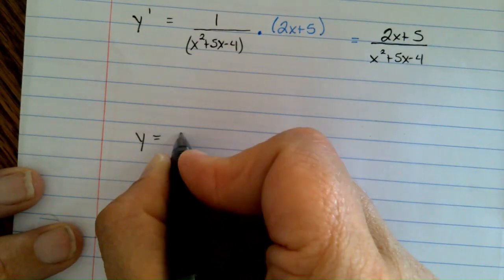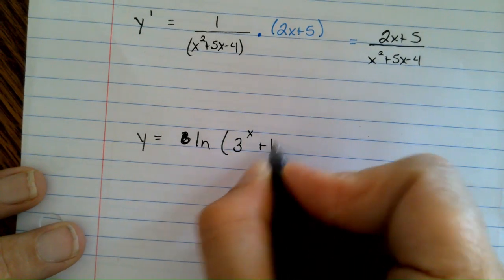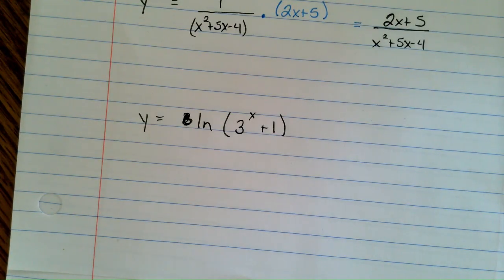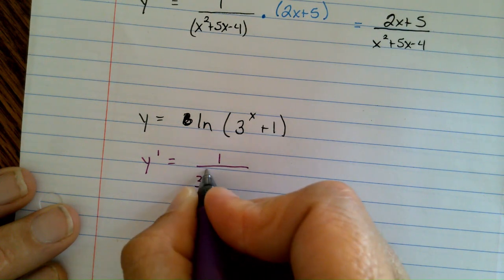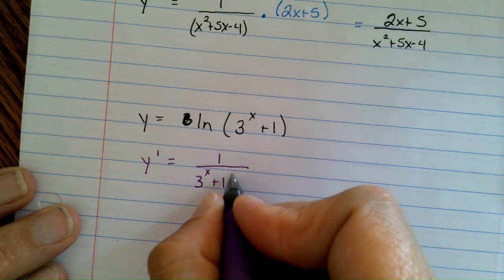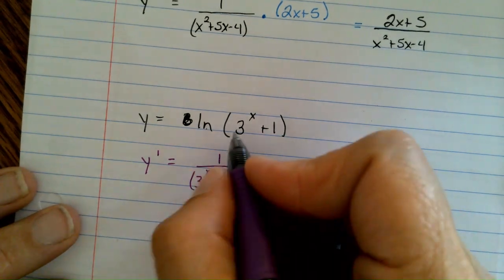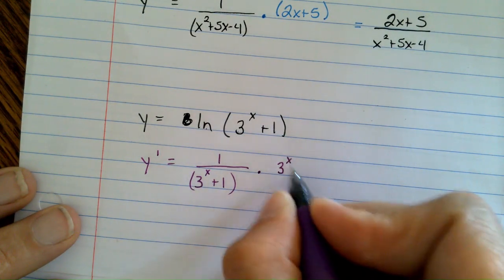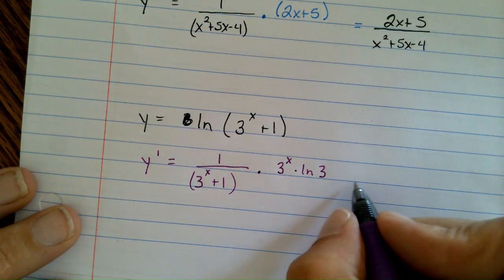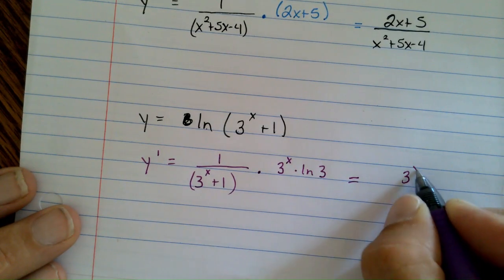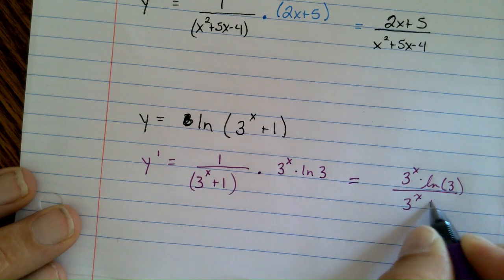What about y equals the natural log of 3 to the x plus 1? Okay, so y prime, that rule is 1 over what's inside. I don't have to worry about anything extra here because it's a natural log. Multiply by the derivative of what's inside. But to derive 3 to the x, it's 3 to the x times the natural log of 3. And then the derivative of 1 is 0. So we'd have 3 to the x multiplied by the natural log of 3 over 3 to the x plus 1.